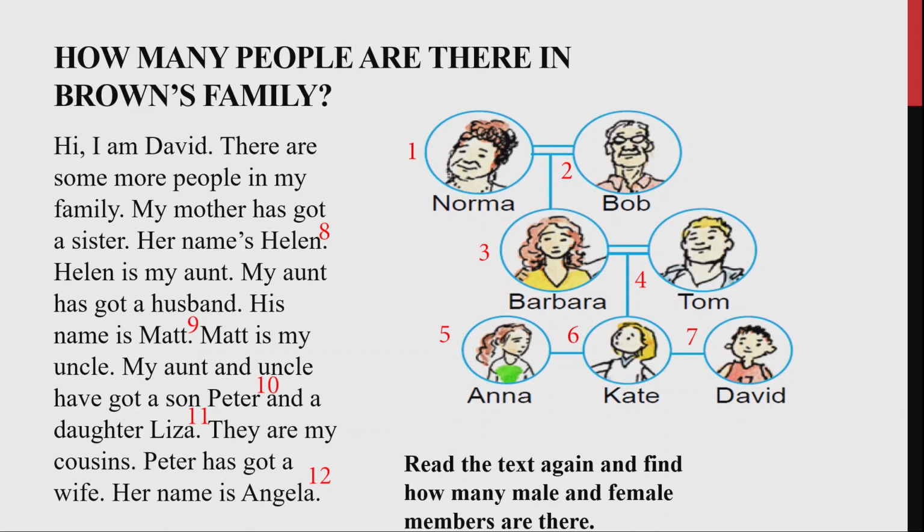Males are Bob, Tom, David, Matt, and Peter. Females are Norma, Barbara, Anne, Kate, Helen, Lisa, and Angela. Okay, children, I have a question. How many brothers and sisters, uncles and aunts have you got?